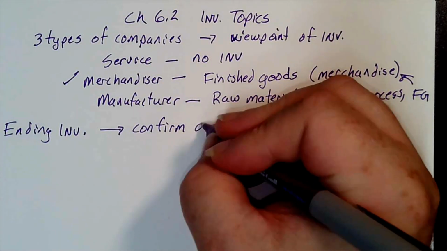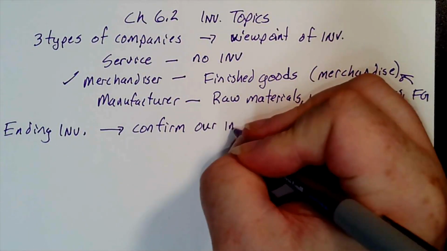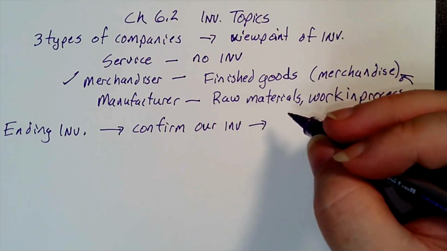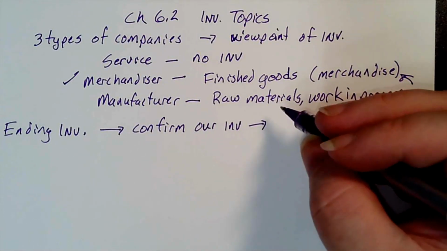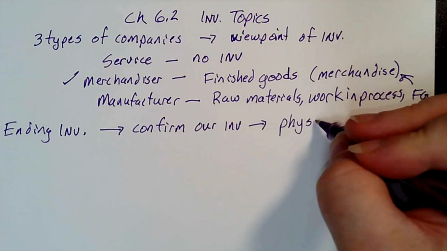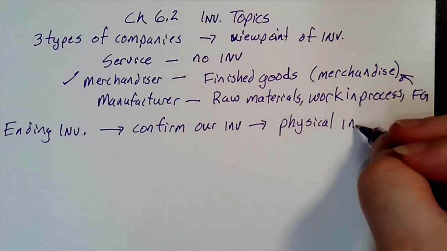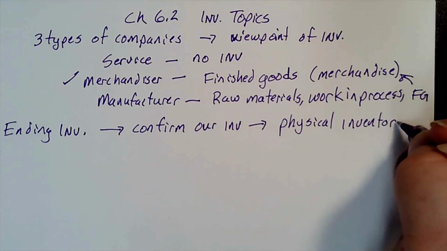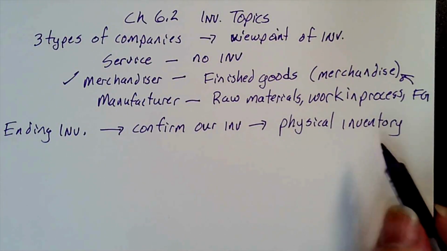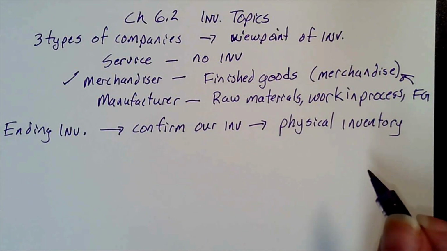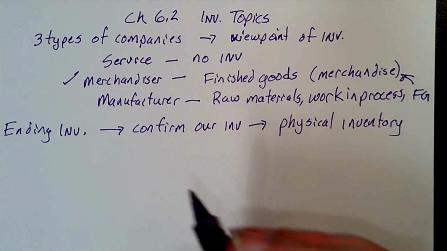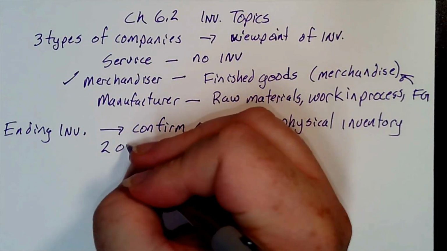So, confirm our inventory. We've seen in a previous chapter that we may have a perpetual inventory kept on a computer, but we also go in and physically count it. We call that a physical inventory. That's to make sure that what's in the computer is correct, and we can make a correction, but also to identify inventory that we physically own. But there are 2 ownership issues that we need to look at.